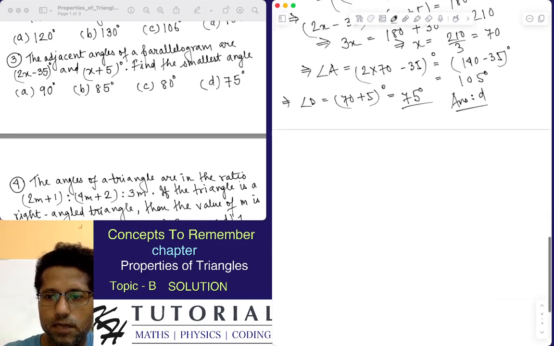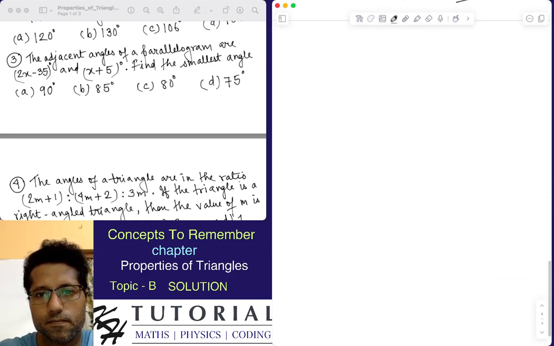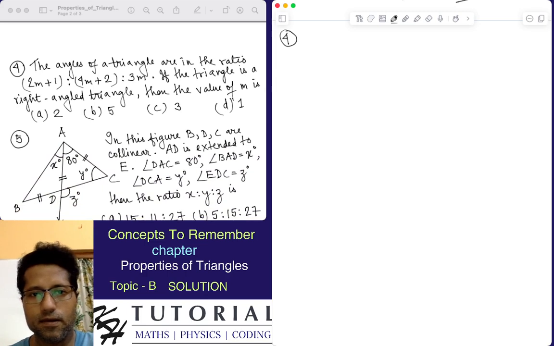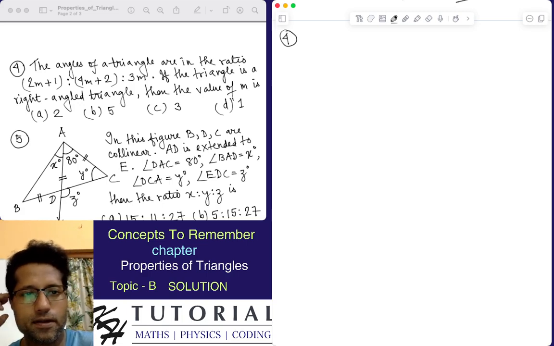Okay. Let's do problem number 4. Problem number 4 says that the angles of a triangle are in the ratio 2m plus 1 is to 4m plus 2 is to 3m. If the triangle is a right angled triangle, then the value of m is.